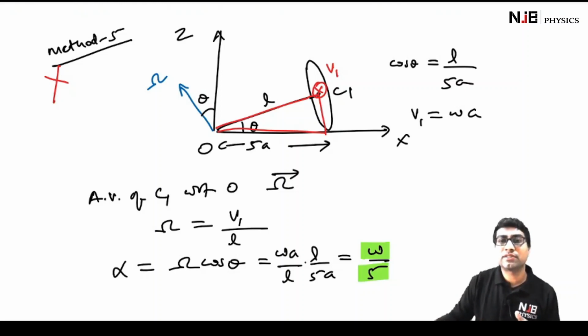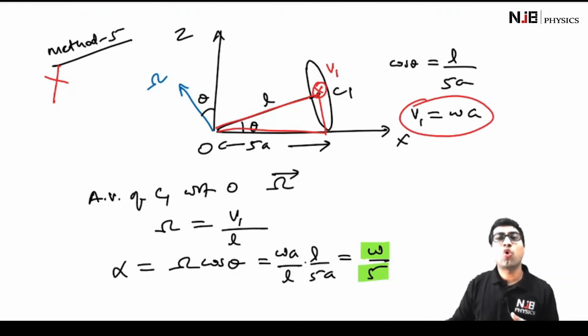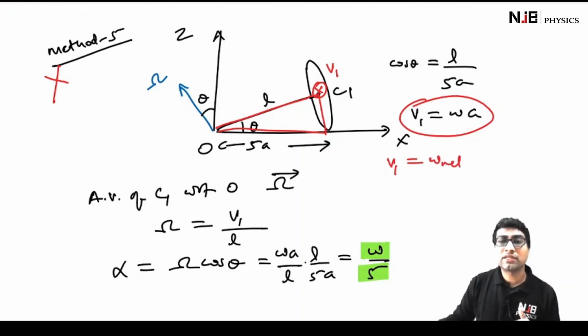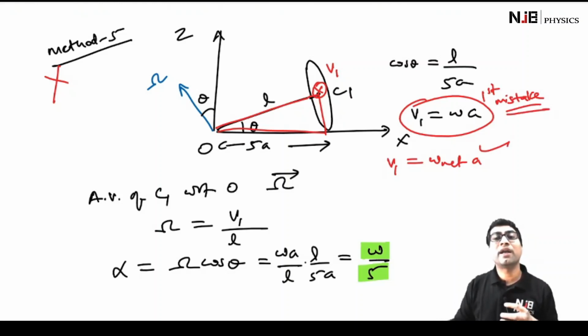One of the mistakes is this: V1 equal to omega a is not the condition for pure rolling. The condition for pure rolling will be V1 equal to omega net times a. So this is the first mistake in this approach. This is the correct equation, that V1 is equal to omega net times a, that's the condition of pure rolling.